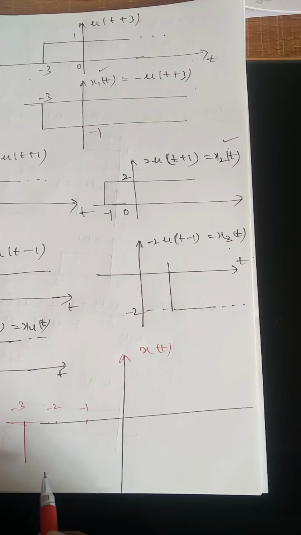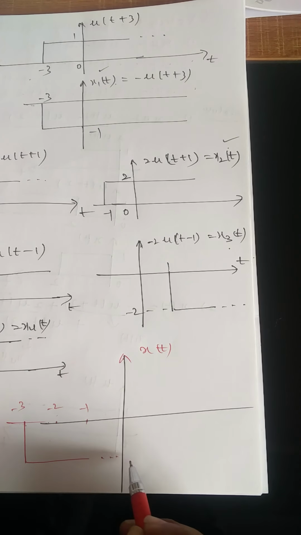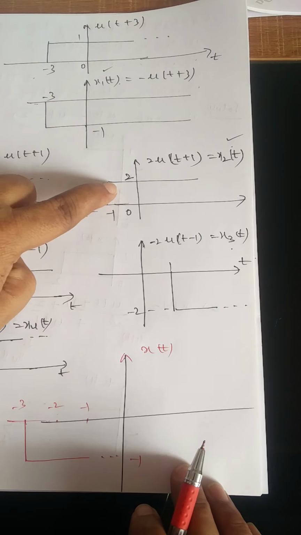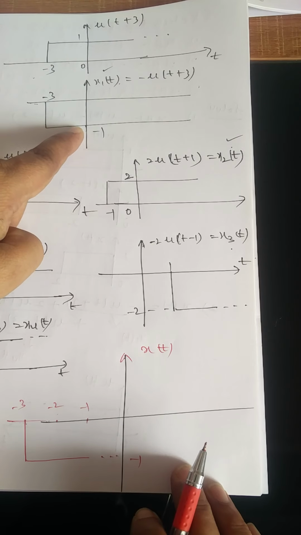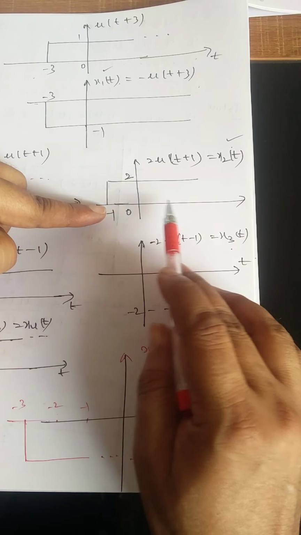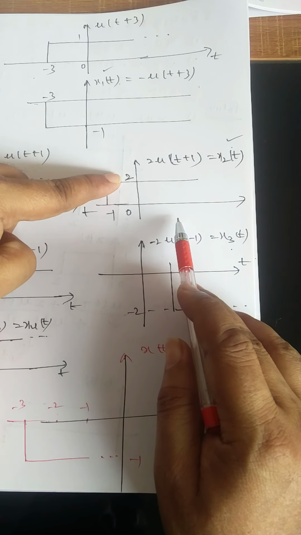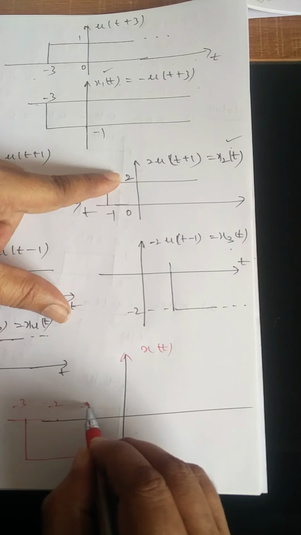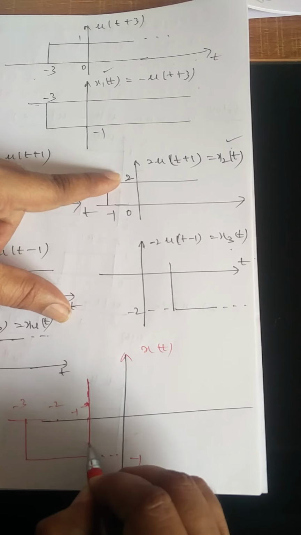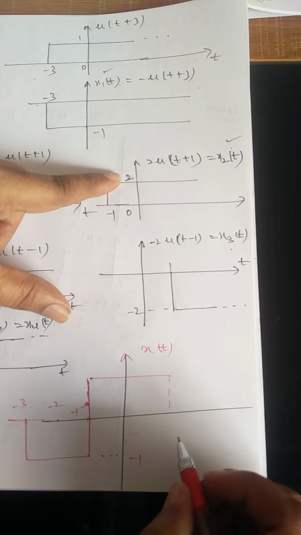First signal, its value is minus 1, it will be like this. From minus 3 to minus 1 the value is minus 1. At minus 1, this value is plus 2, this value is minus 1. From minus 1 to plus 1, we don't have the other two signals, its value is 2, its value is minus 1, minus 1 plus 2 will become plus 1. It goes to plus 1 and stays at 1, because the third signal starts at 1.